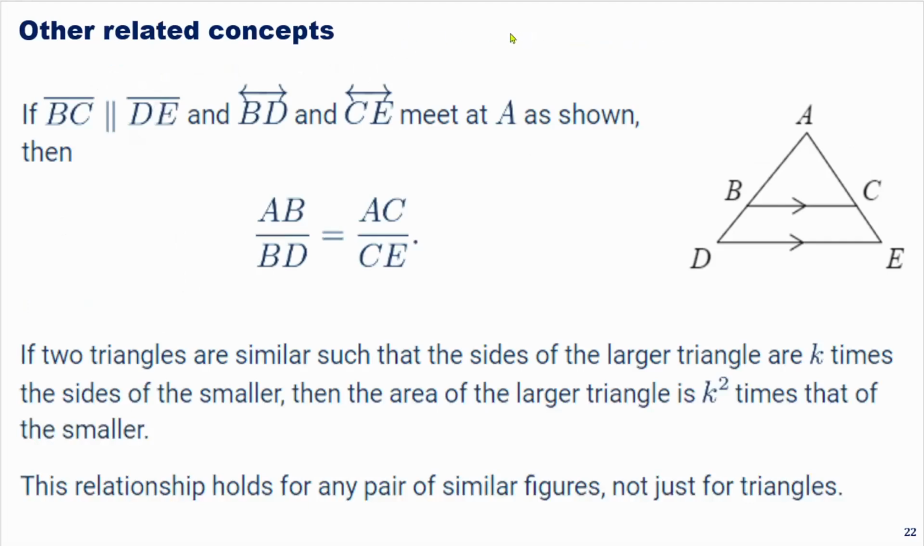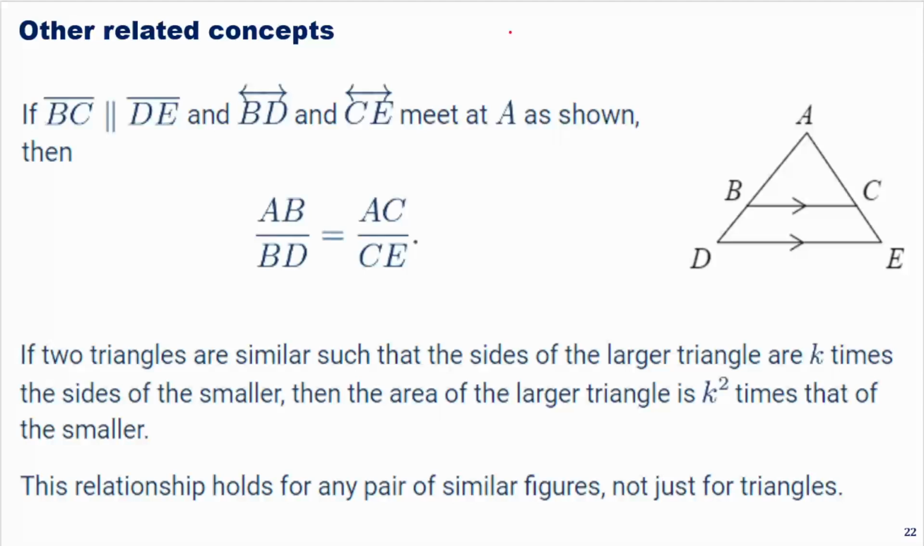So if BC is parallel to DE and BD and CE meet at A as shown on the right, then we also have the following relationship: AB over BD equals AC over CE. Also try to prove this at home, see if you can reach the same conclusion here.